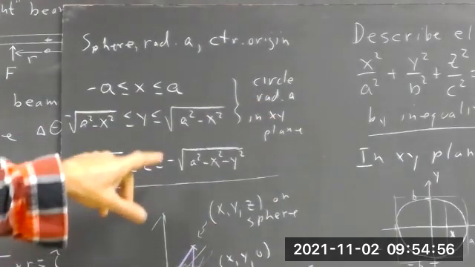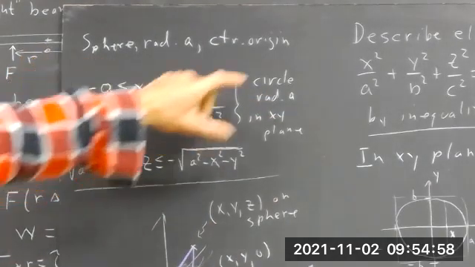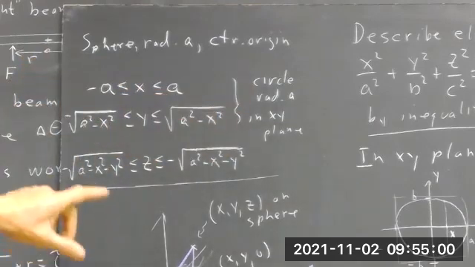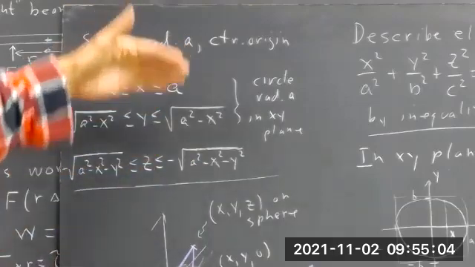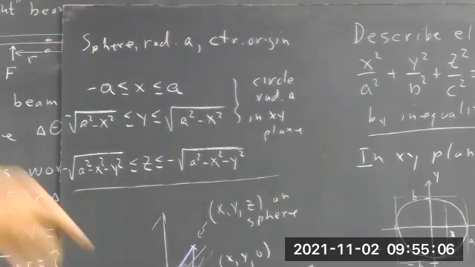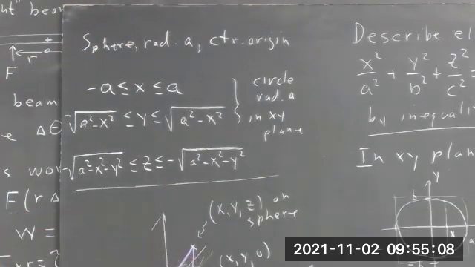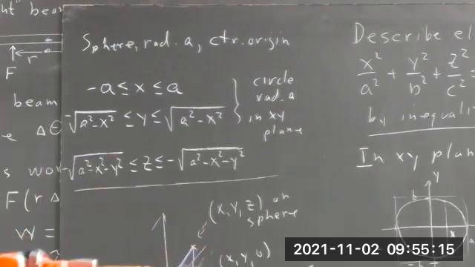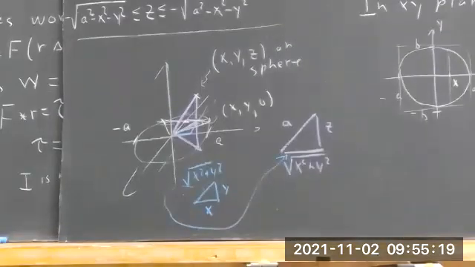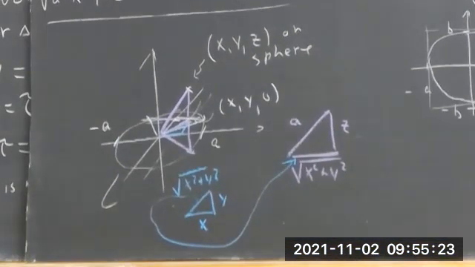Okay, so here's how you describe a circle of radius A in the XY plane. Here are the limits on Z given a point XY in the plane. Picture: here's your circle down in the XY plane, radius A. Here's a point X, Y, 0 in the XY plane. And let's come on down and zoom in on this a little bit.